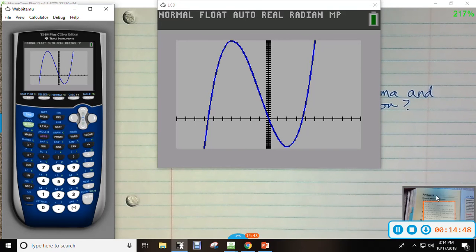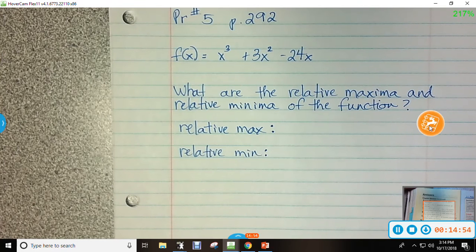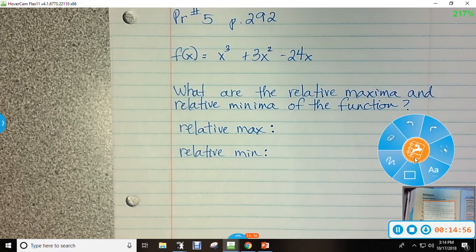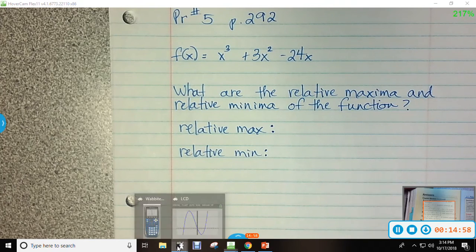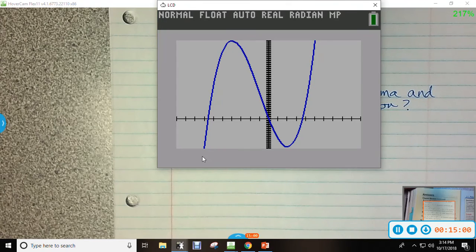Well, I thought I had some editing or annotating tools. I do, but I can't see those when I've got my calculator up. That's awesome.